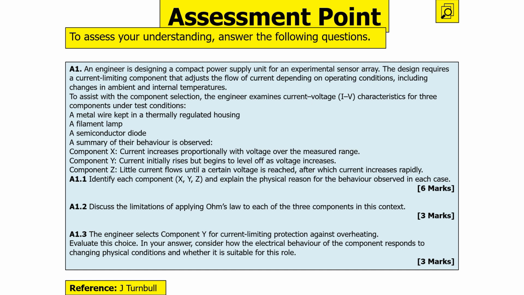Component X, the current increases proportionally with voltage over the measured range. Component Y, the current initially rises but begins to level off as the voltage increases. Component Z, little current flows until a certain voltage is reached, after which the current increases rapidly. So identify each component and explain the physical reason for the behaviour observed in each case. Discuss the limitations of applying Ohm's law to each of the 3 components in this context.